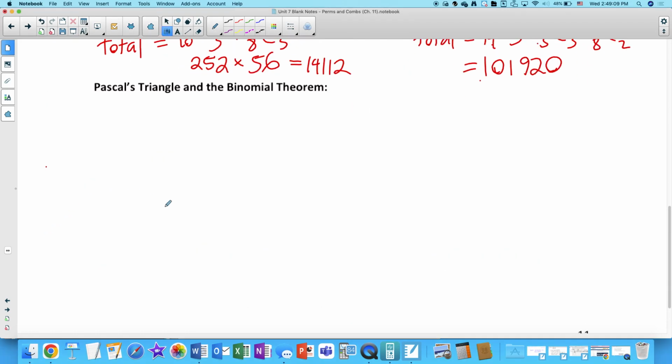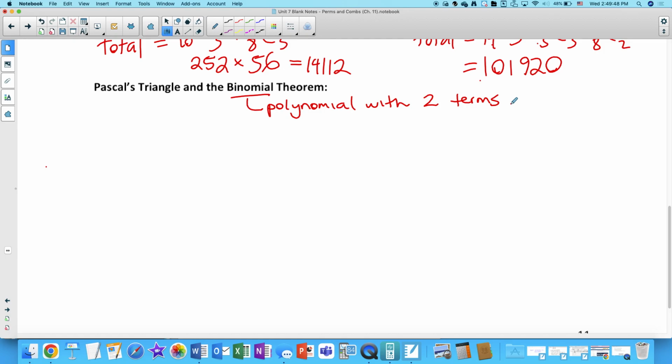So let's talk about the binomial theorem and how this all relates to Pascal's triangle. Okay? All right, so firstly, what is an example of a binomial? x plus 3. Sure, it's a polynomial with 2 terms. Okay? A binomial with 2 terms.